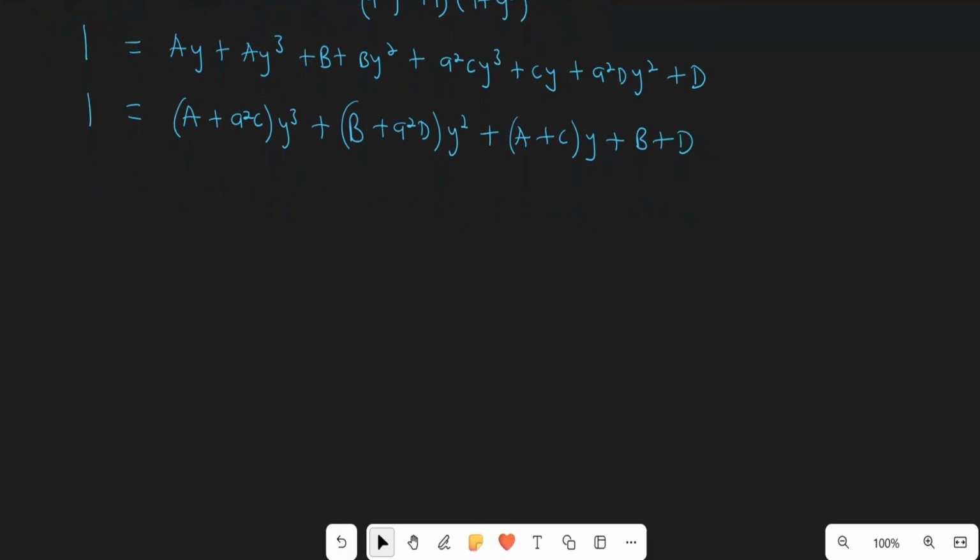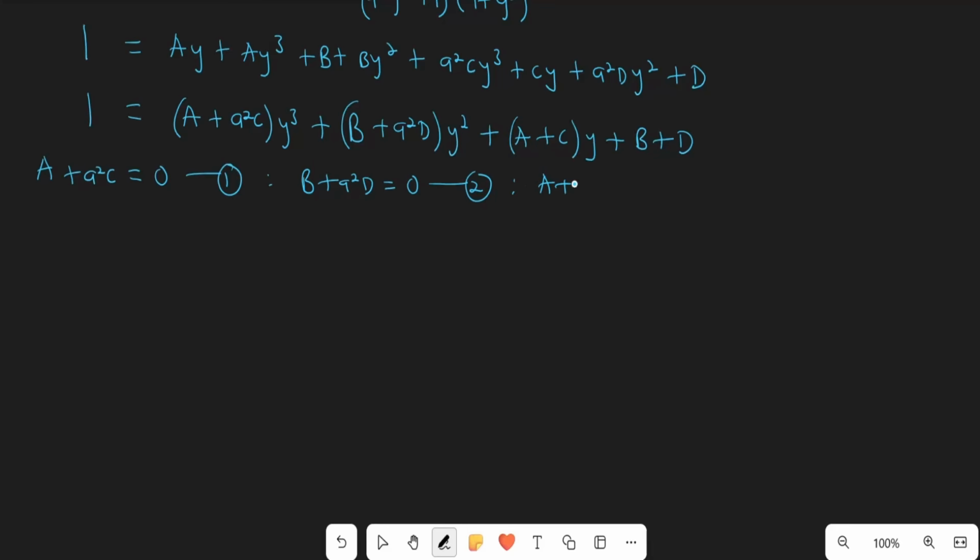Cool. Now let's compare both sides. So we have four equations now. A plus a squared c is equal to 0. There is no coefficient of y to the third on the left hand side. Next one, b plus a squared d is equal to 0 as well. There is no coefficient of y squared on the left hand side.